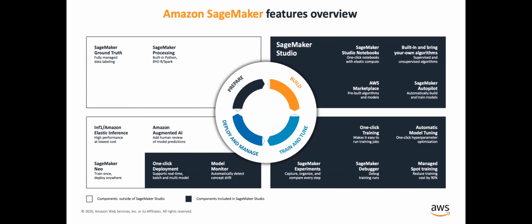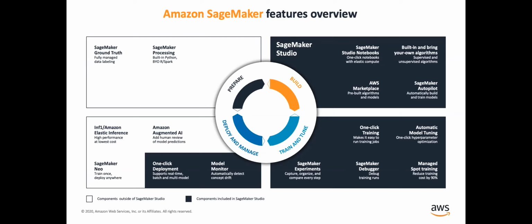Yeah. So remember I said the building algorithms. What do I mean by building algorithms? There are algorithms you build and algorithms other people build. But you want to bring your algorithm into SageMaker. How do you do that? Yeah, we can do it, both supervised or unsupervised.